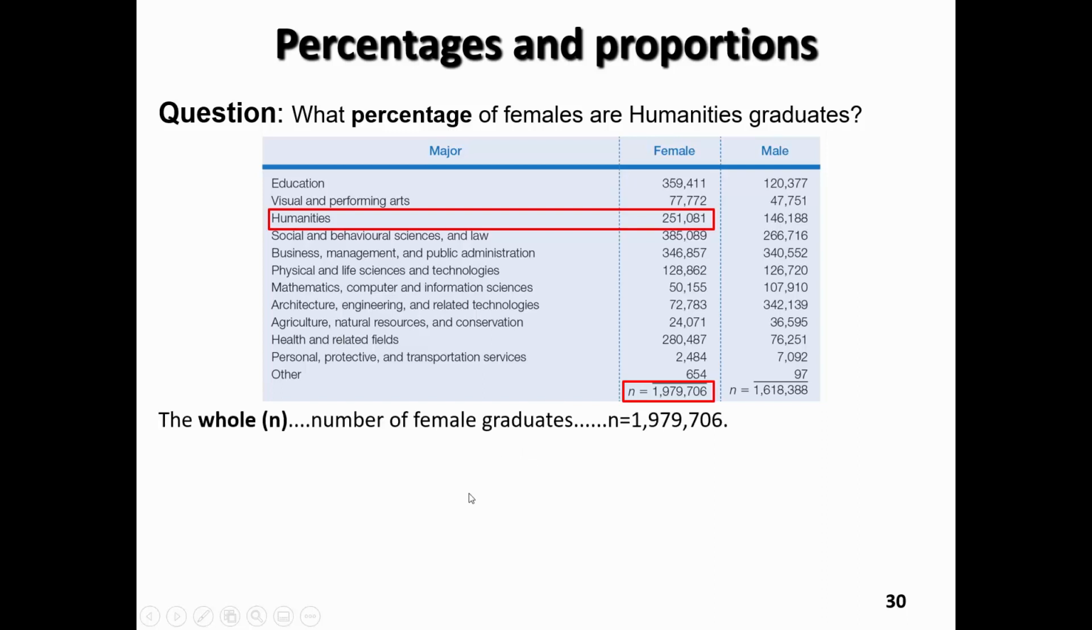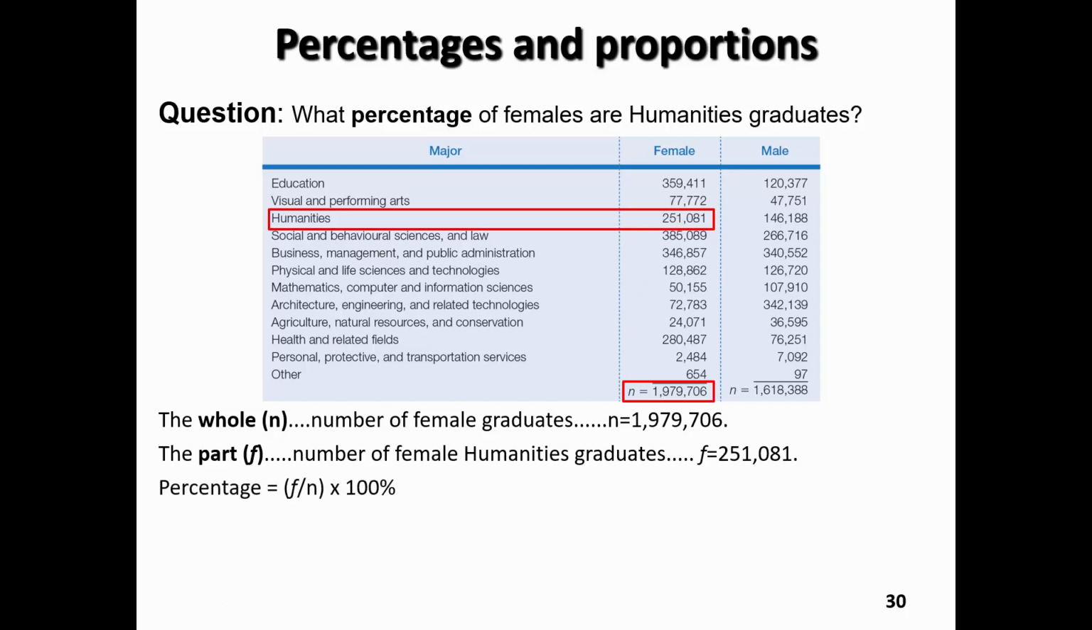And so in this particular case, the whole number, n, refers to the overall number of female graduates, in this case, over 1.9 million female graduates. The f, the frequency, or the total number of occurrences, refers to the number of female humanities graduates, which was going to the original question, and we then are prepared to calculate the percentage of the total female graduates from the humanities major by applying the equation.